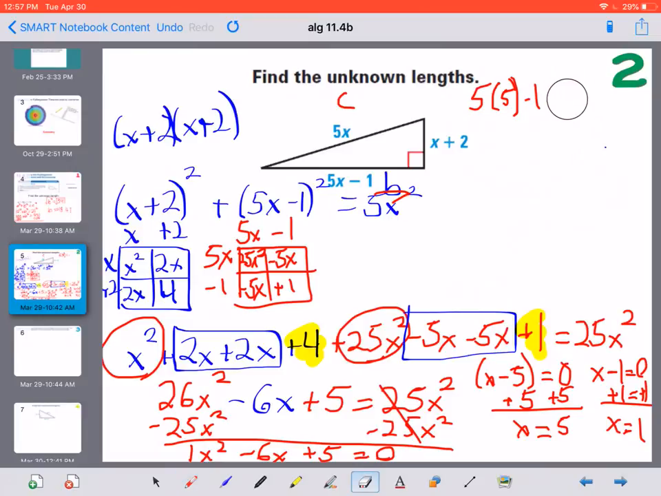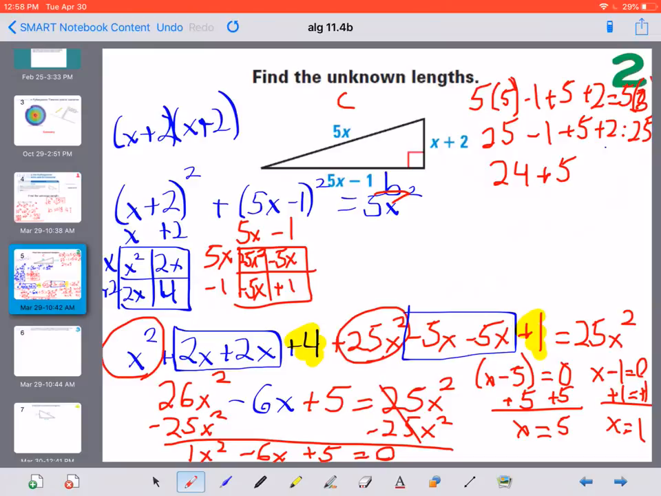plus 5 plus 2 equals 5 times 5. 5 times 5 is 25, minus 1 plus 5 plus 2 equals 25. 25 minus 1 gives me 24, plus 5 plus 2. 24 plus 5 is 29, plus 2 is 31. 31 does not equal 25, so I know that x equals 1 has to be my answer.